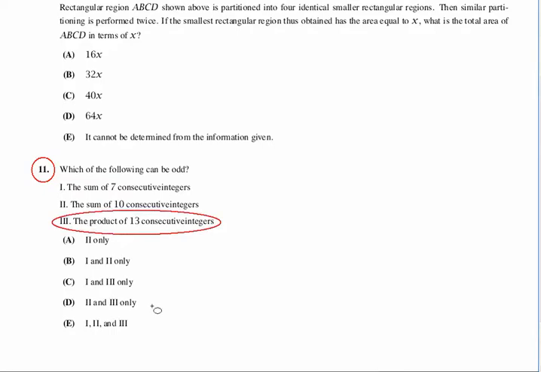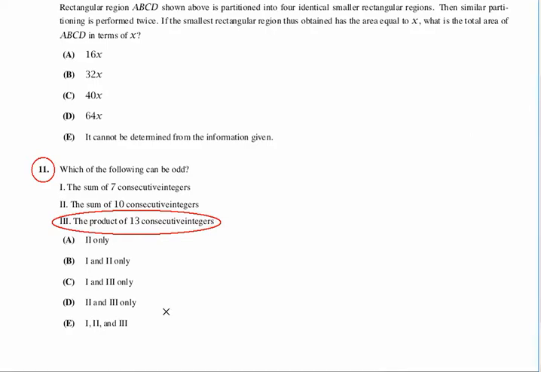If you're multiplying 13 consecutive integers, well, that means you're multiplying a series of either 6 even and 7 odd integers, or 7 even and 6 odd integers, depending on whether you start with an odd or an even integer. But in either case, you're going to have a good number of even integers in that multiplication, and that multiplication is therefore going to certainly result in an even number, because all you need in a series of multiplication is one even number for the answer to certainly be even. So Roman numeral 3 cannot be odd.